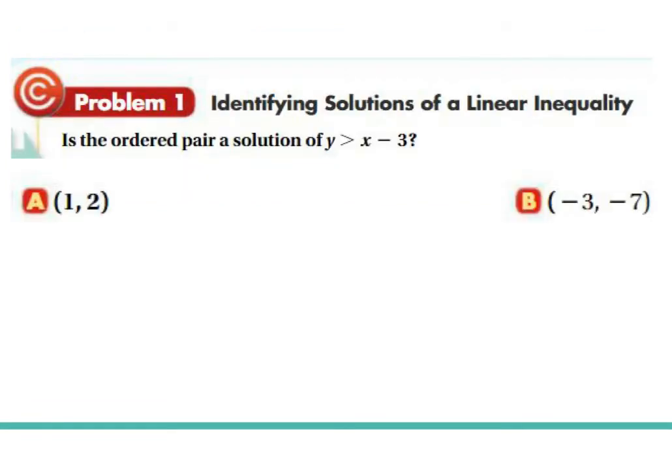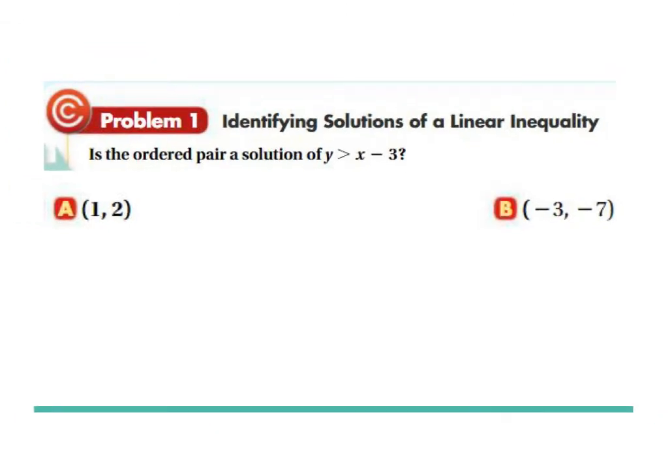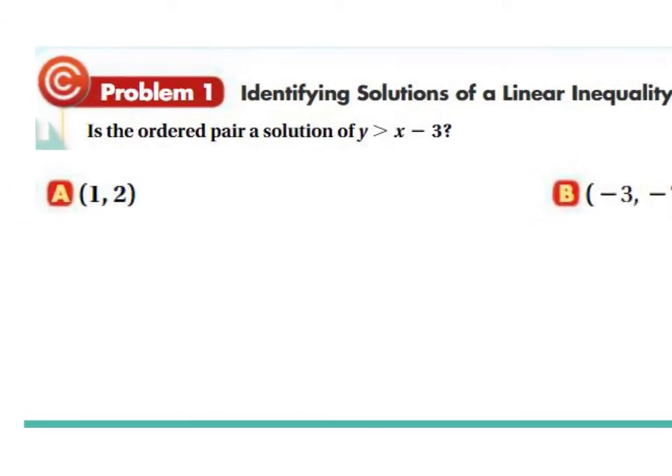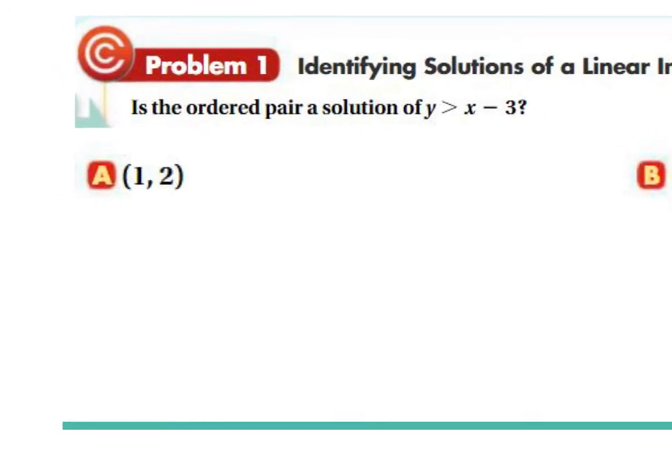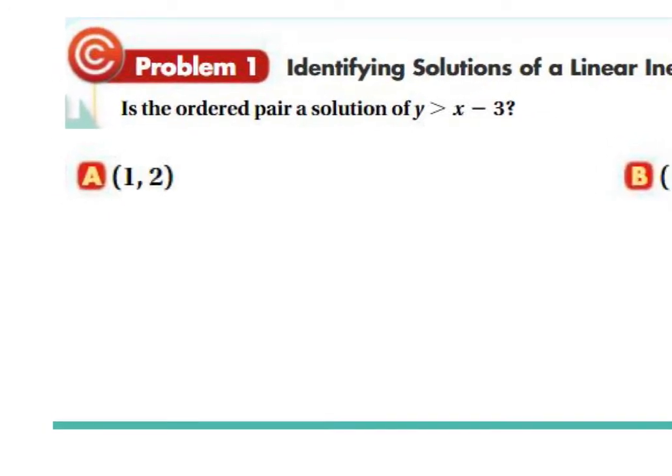So jump to slide number 3, identifying solutions of a linear inequality. Is the ordered pair a solution? In these types of problems, we're just going to plug in whatever we have for x, whatever we have for y, and see if our inequality holds. So our inequality is y is greater than x minus 3. We plug in 1 for x, because this is our x value, and we plug in 2 for y, and we see if it holds.